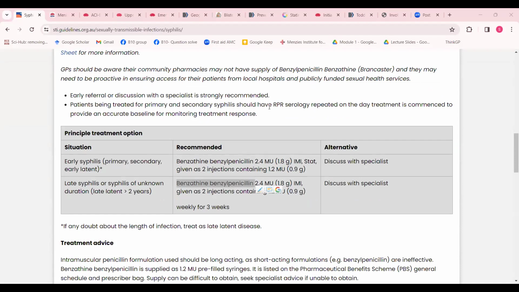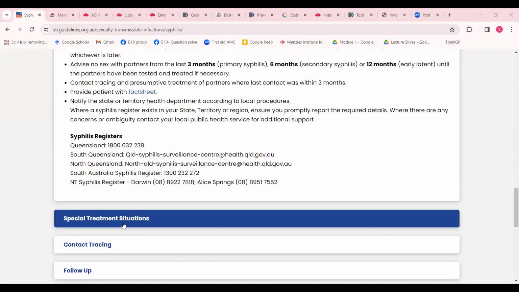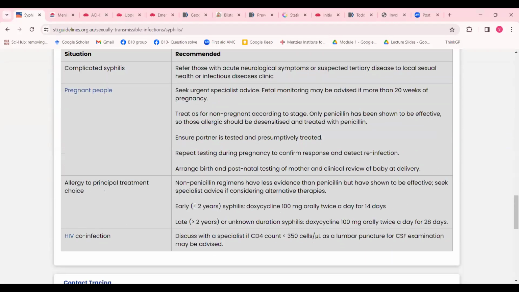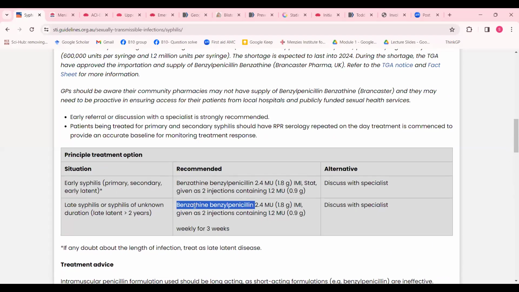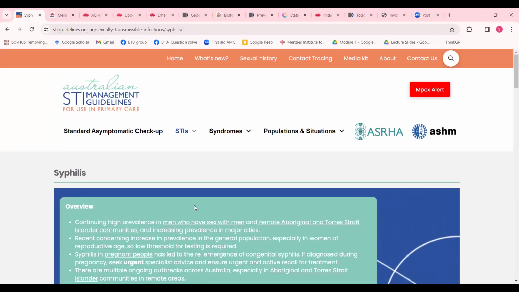If you can't give that, there are special treatment situations for pregnancy, allergies and everything. That's also given nicely in this site. I'm just guiding you all to this site so that you are very familiar with it, because it is a very important site, since STIs are very commonly tested areas. You can definitely see a question on STI almost all the time. So be very familiar with the STIs and their managements.